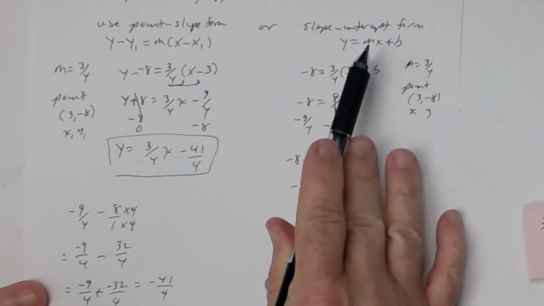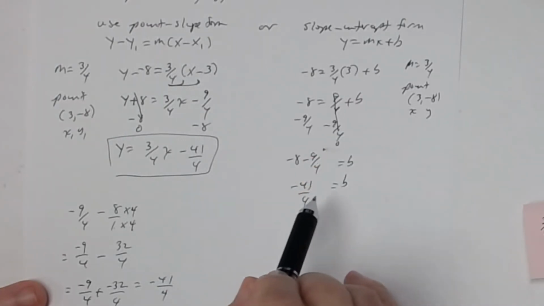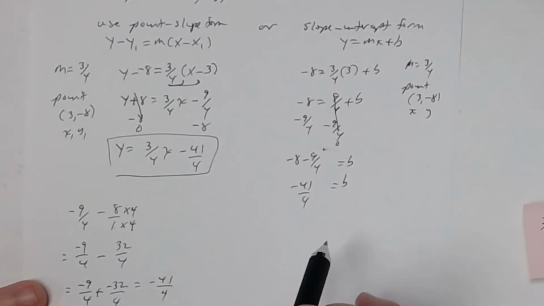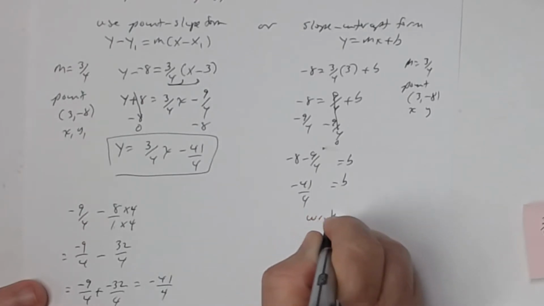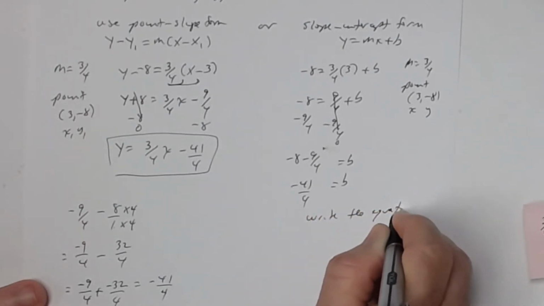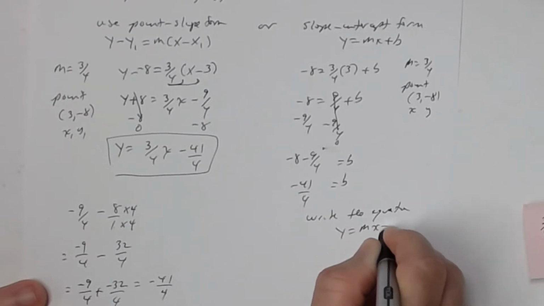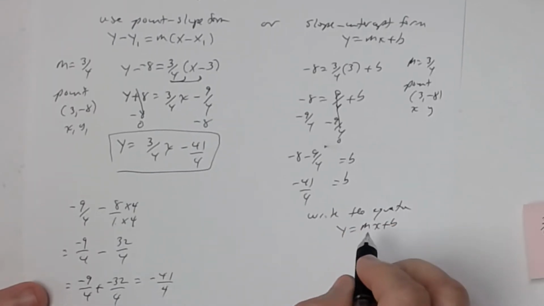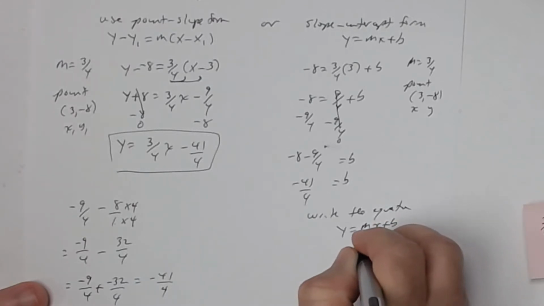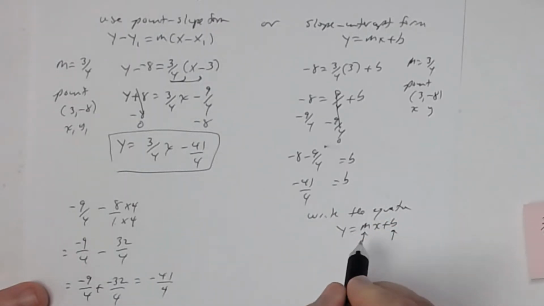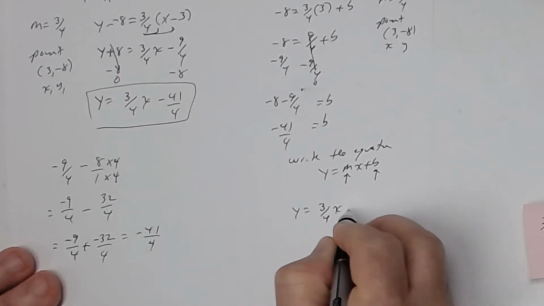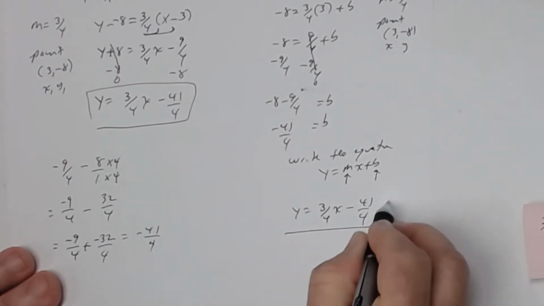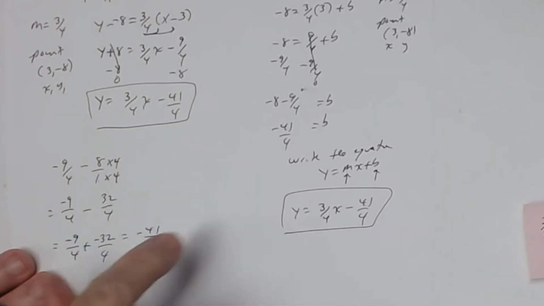Now, if you use this approach, remember you're not done here. All you've done was find the y-intercept. So now you've got to write your equation. The equation in slope-intercept form, remember, is y equals mx plus b. So if I'm going to write the equation of a line in slope-intercept form, you've got to know the slope and the y-intercept. And now I do. Slope is 3 fourths, and the y-intercept is now negative 41 fourths. So you say y equals 3 fourths x minus 41 fourths. So you get the same answer, regardless of which approach you take.